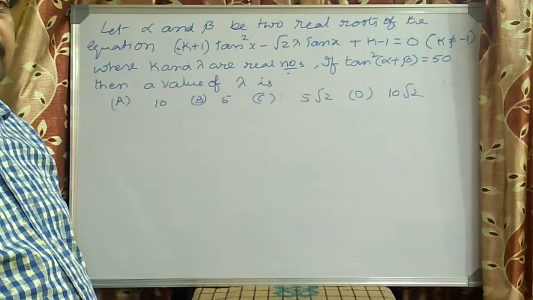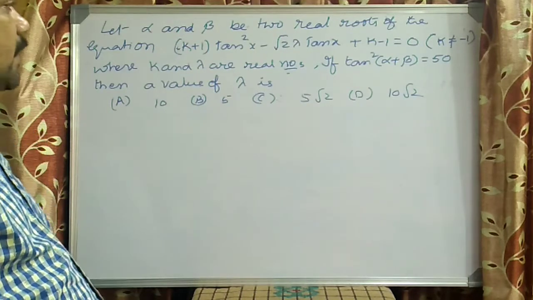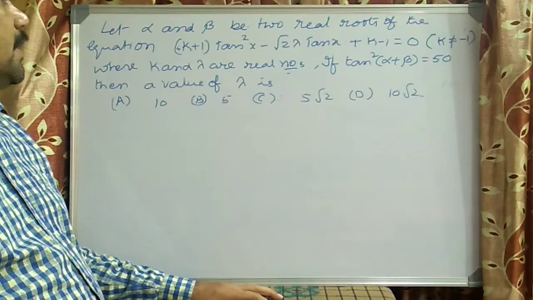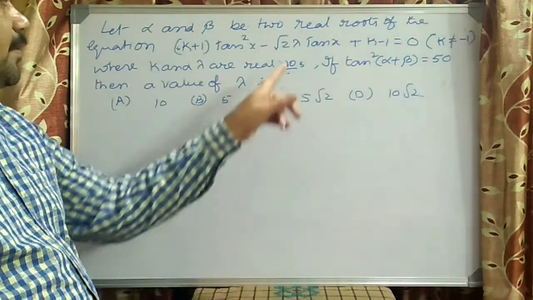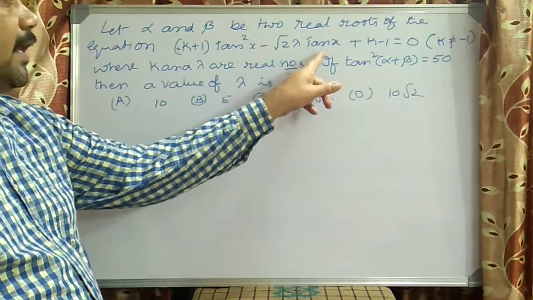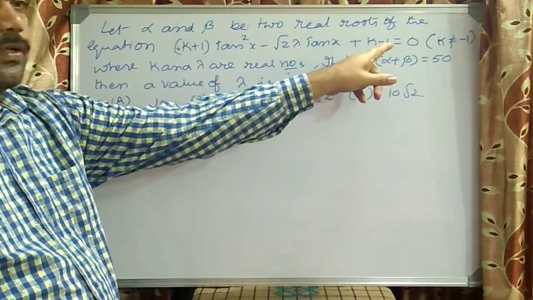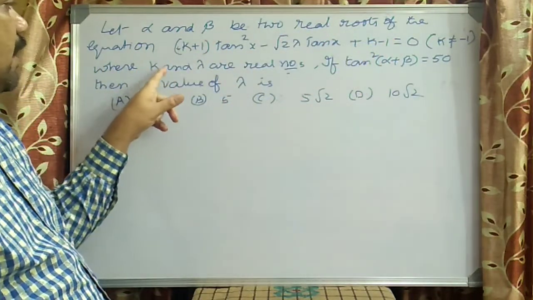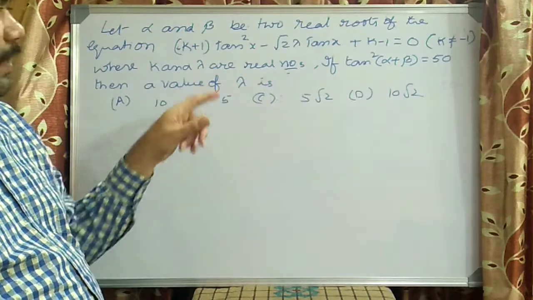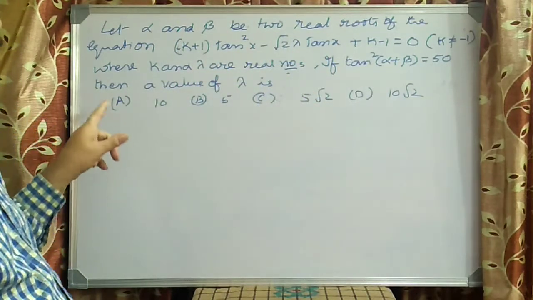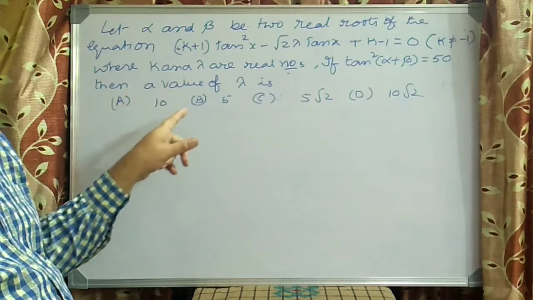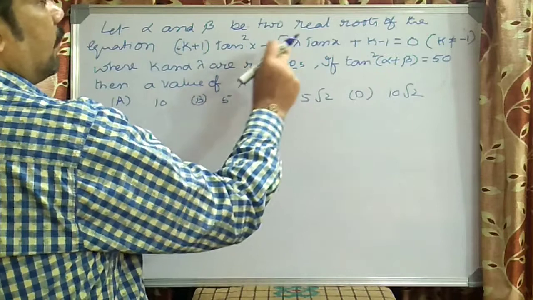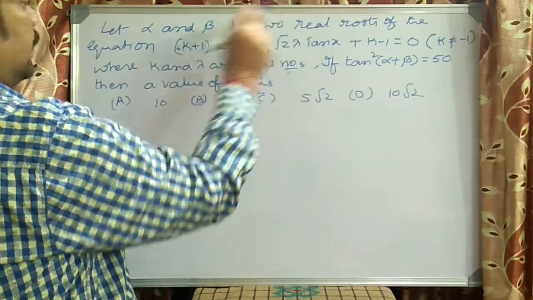Another question given is: let alpha and beta be two real roots of the equation (k plus 1) tan square x minus root 2 lambda tan x plus (k minus 1) is equal to 0, where k is not equal to minus 1, and k and lambda are real numbers. If tan square (alpha plus beta) is equal to 50, then a value of lambda is.